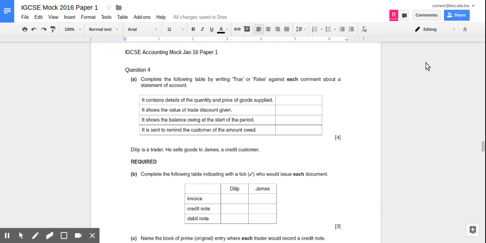Okay, my class mocks, IGCSE, it's actually Jan 17 when we did the paper, not Jan 16, as it says here at the top. Very quickly going through them.